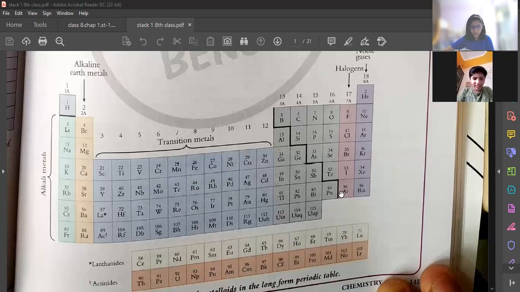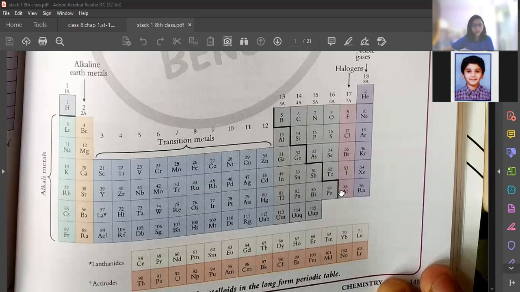Boron, silicon, germanium, arsenic, tin. It is only given as a line here, but actually the exact part is not given. I will show you that in another picture. If you want the exact metalloids: boron, silicon, germanium, arsenic, antimony, tellurium, polonium. So these are the 7 metalloids.